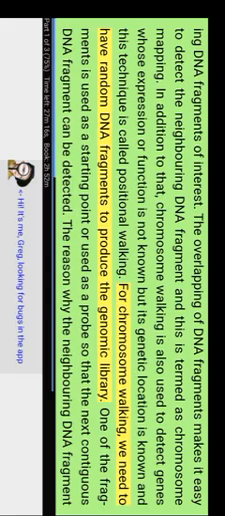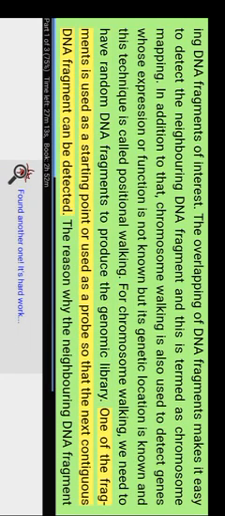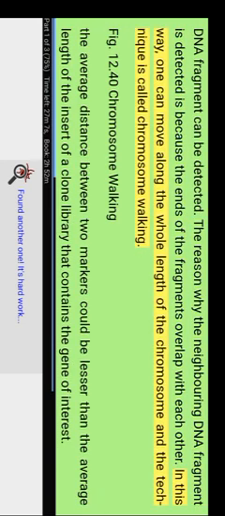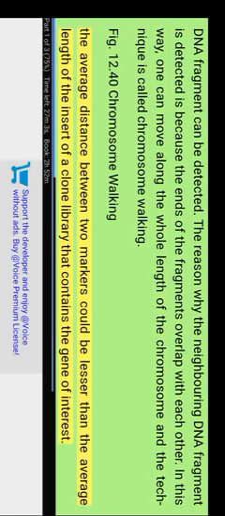For chromosome walking, we need to have random DNA fragments to produce the genomic library. One of the fragments is used as a starting point or used as a probe so that the next contiguous DNA fragment can be detected. The reason why the neighboring DNA fragment is detected is because the ends of the fragments overlap with each other. In this way, one can move along the whole length of the chromosome and the technique is called chromosome walking. Figure 12.40 Chromosome walking. The average distance between two markers could be lesser than the average length of the insert of the clone library that contains the gene of interest.